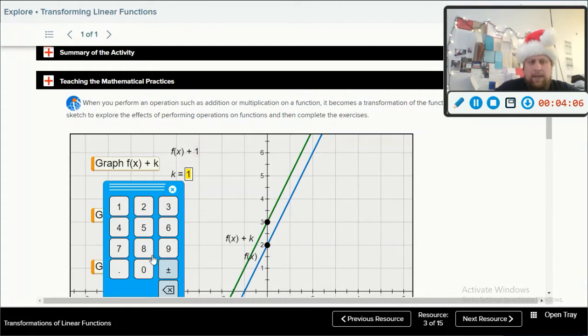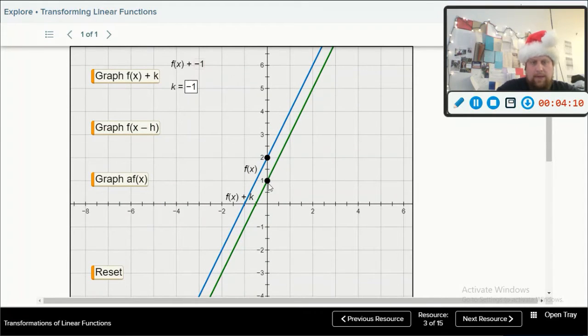What about if I made it a minus 1? Well, that went down 1. So this is called outside of grouping. See how this one's grouped with parentheses? We're not grouping it. We're saying when I add or subtract just outside the function, right off the top, what I'm doing is moving the graph up or down. Up if it's positive, down if it's negative, okay?